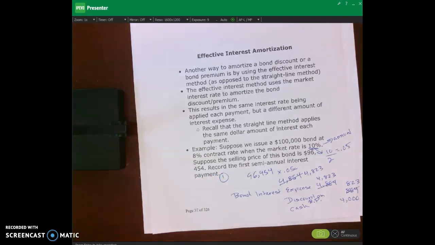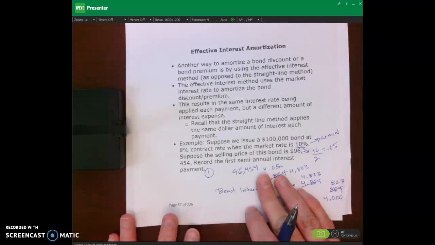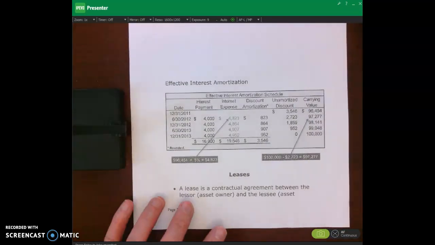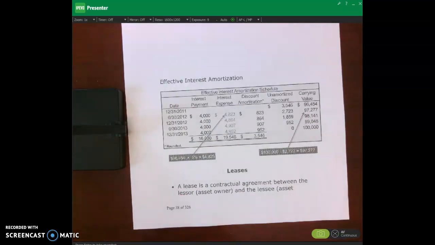Okay, 823 right there. Sorry about that. So typo. It's a debit to bond interest expense of 4,823, credit to the discount, then credit to cash 4,000. I was looking at the next period, which is my 4,864.